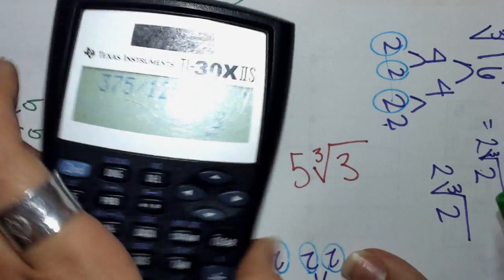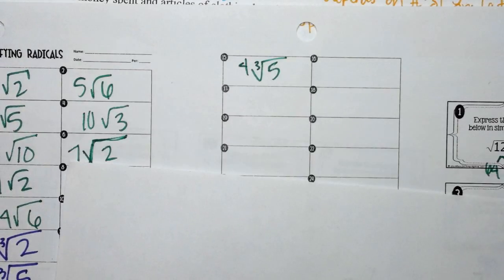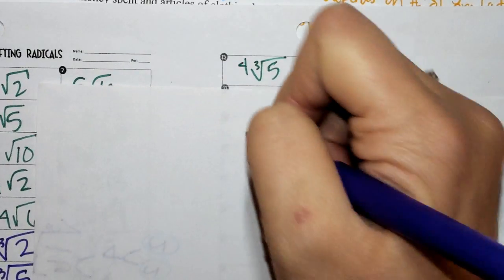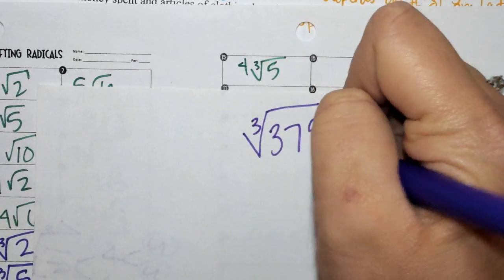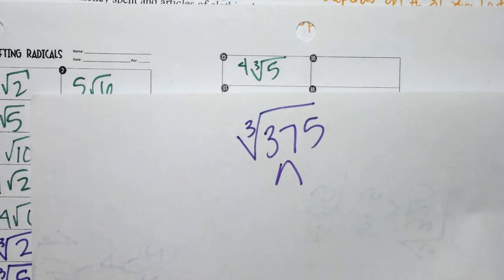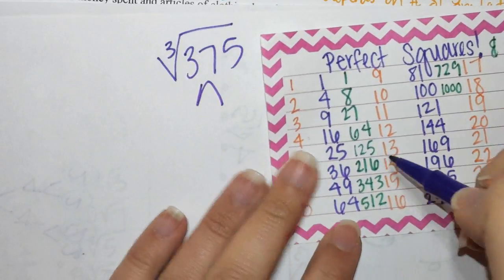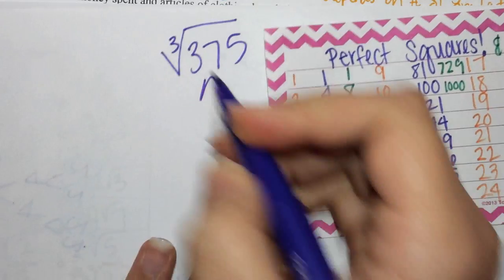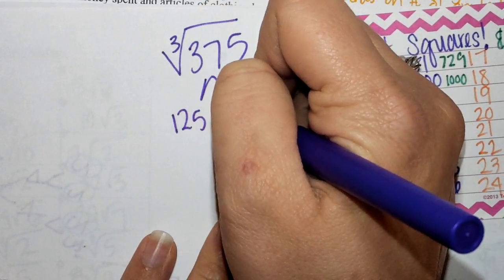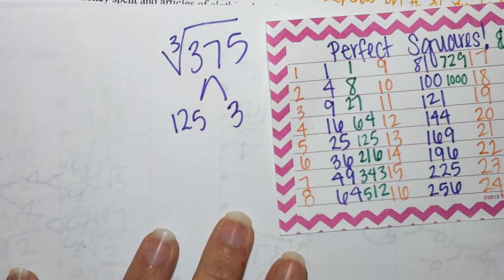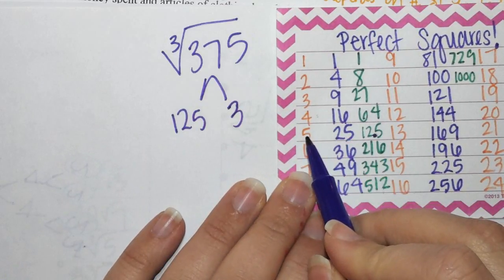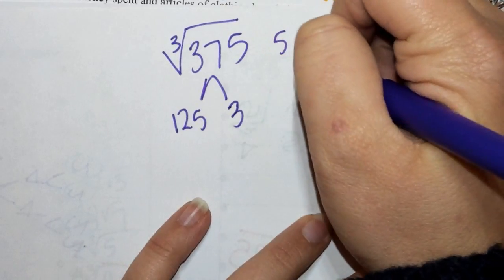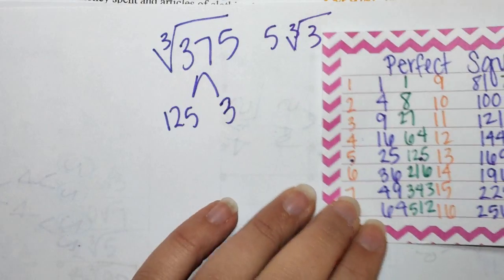Okay. I'm going to turn the paper over since we've got a lot. So we could say, all right, we're looking for the cubed root of 375. Now, the perfect cube that goes into 375 would obviously be 125 because we need a 5. So it would be 125 times 3. Now, what is the cubed root of 125? It's 5. So it's 5 cubed root 3.